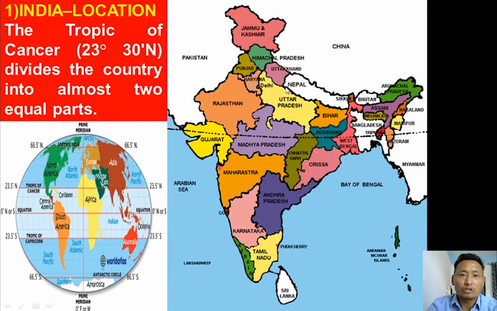Next, the Tropic of Cancer. Tropic of Cancer is the name of one of the latitudes. The degree is 23 degree 30 minute north. This particular line is called Tropic of Cancer. This particular latitude divides India almost into two equal parts. Not exact, almost into two equal parts.